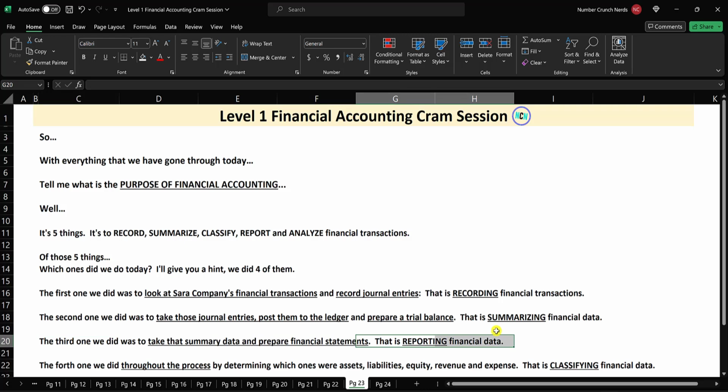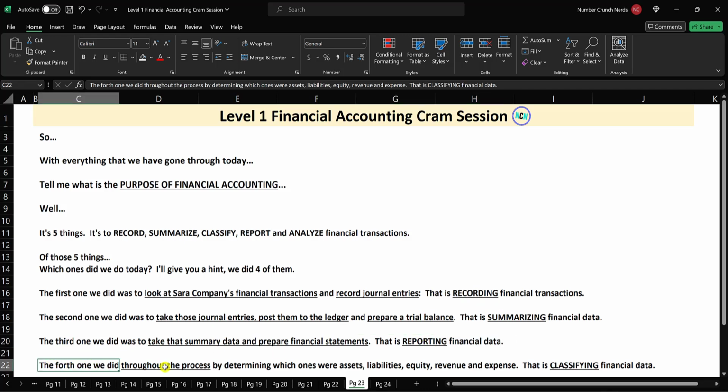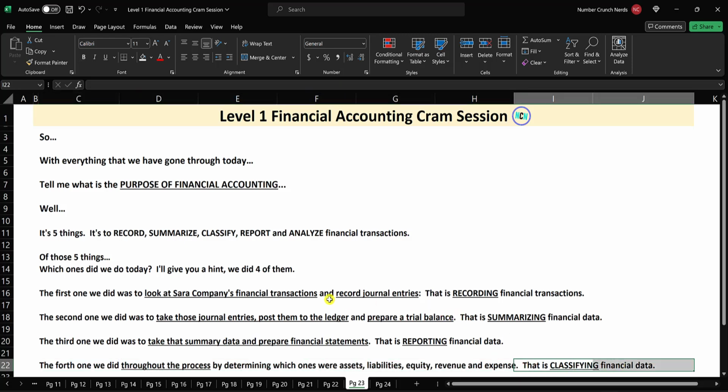You report it on the balance sheet, you report it on the income statement. Later in your financial accounting career, you will report it on the statement of cash flows and the statement of owner's equity. That is how you report it. First you record it, then you summarize it, and then you report it. And the fourth one we did throughout the entire process by determining which ones were assets, which ones were liabilities, equity, revenue, expense. That is classifying financial data. You have to determine which is which, what buckets they go in, what the classification is, etc.